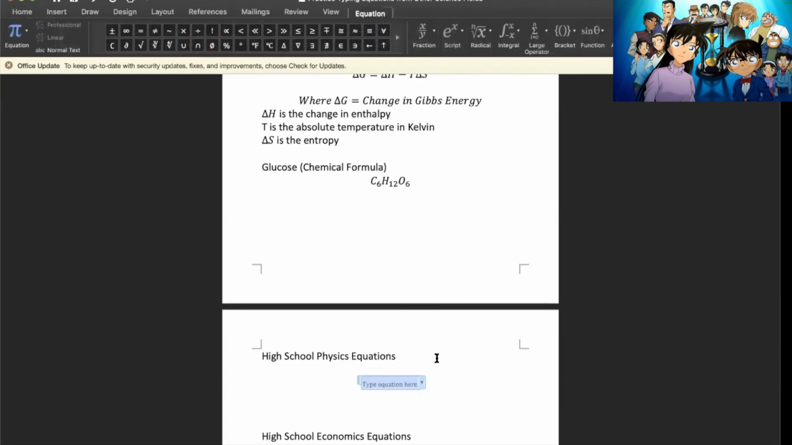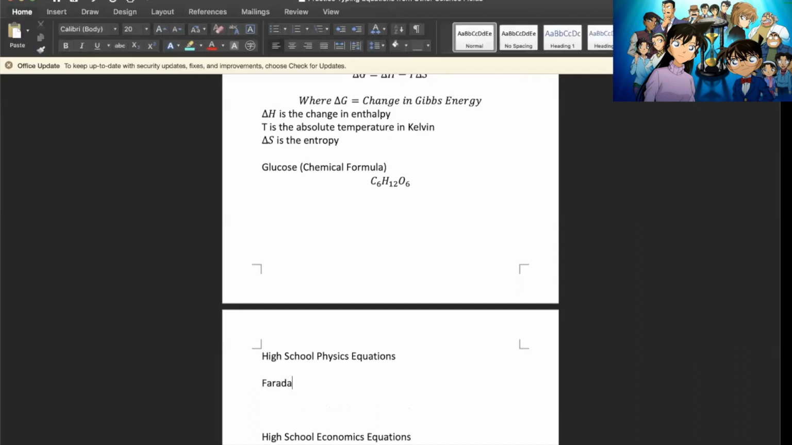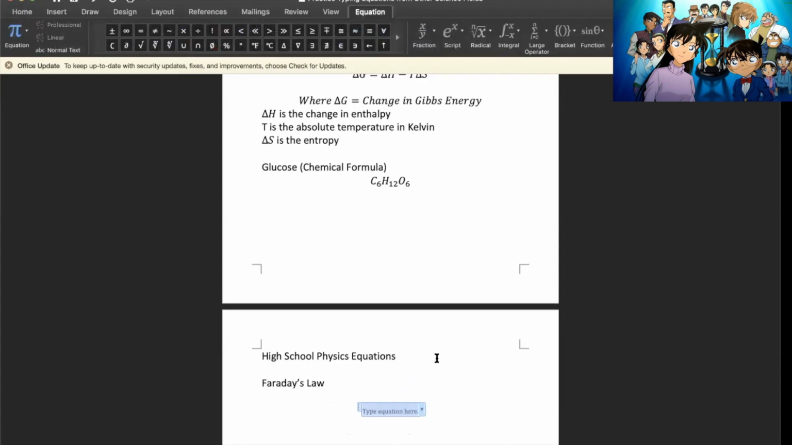Here, let's take a look at the neat one. I'm going to be writing out Faraday's law, which will require use of an epsilon. And I mentioned that the best one that I think you should use is the variable epsilon. So we're going to go with that.